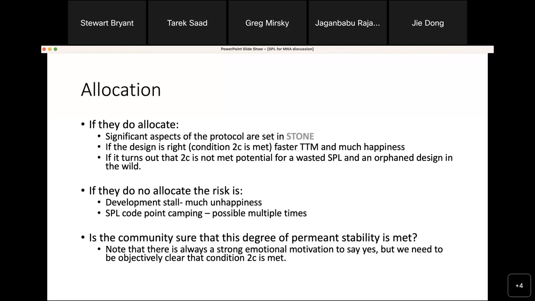If the chairs do not allocate, or agree to the allocation at this stage, then there are some risks. The development will stall, and there will be much unhappiness. There's also a risk that SPL code point camping will take place, possibly more than once. So what we have to determine is: is the community sure that the degree of permanent stability required in condition 2C is met?